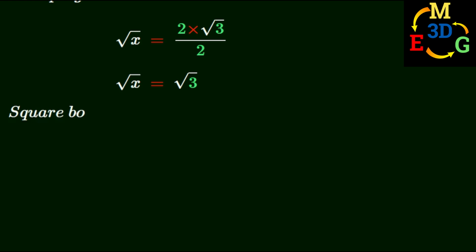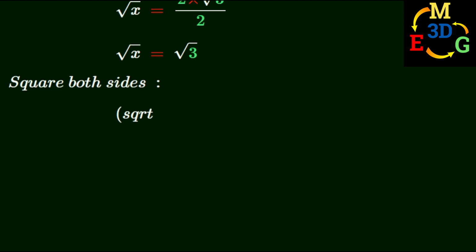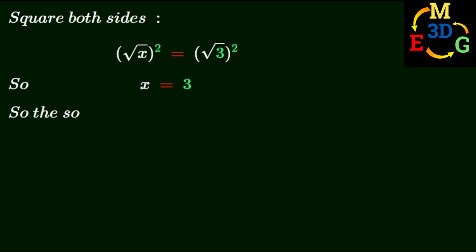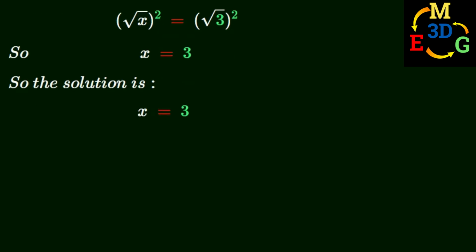Now square both sides to remove the square root. Square root of x to the power of 2 equals square root of 3 to the power of 2, x equals 3. So the solution is x equals 3.